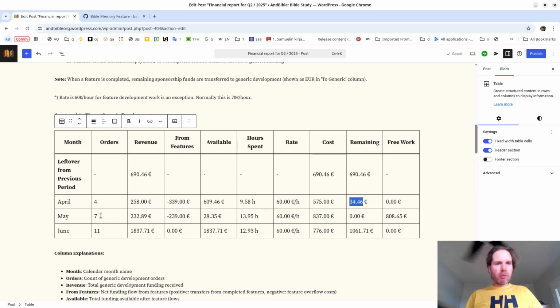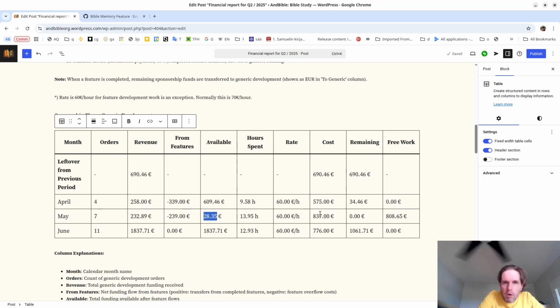So again, if we go to May, we will calculate the available in a similar way, that we will take this remaining 646 euros. We will add this and minus this, and we will get this available. And then we will get cost from multiplying this and this, and then we will see that available is quite small because of the feature development that was eating almost all of the money.